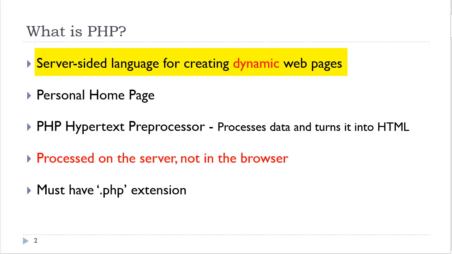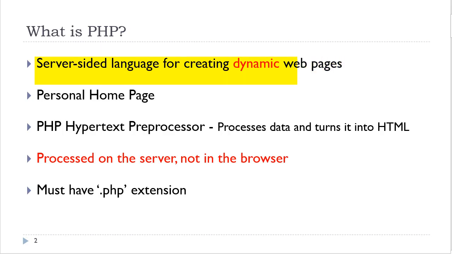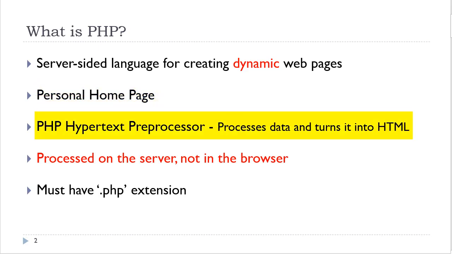PHP is a server-sided language used to create dynamic web pages. By dynamic, I mean that the actual content changes based on some kind of event. PHP originally stood for Personal Home Page. However, the name has been changed to PHP Hypertext Preprocessor. What that means is the language processes the data and turns it into HTML. So the language generates the HTML and sends it down to the browser.